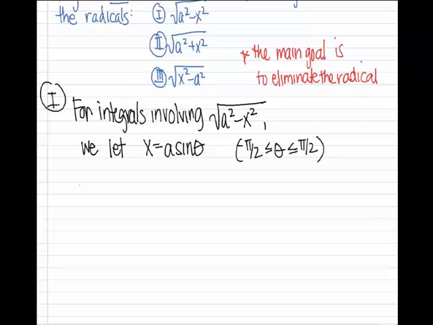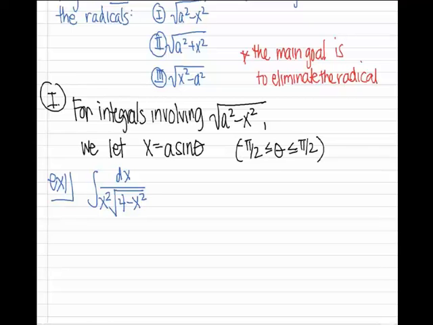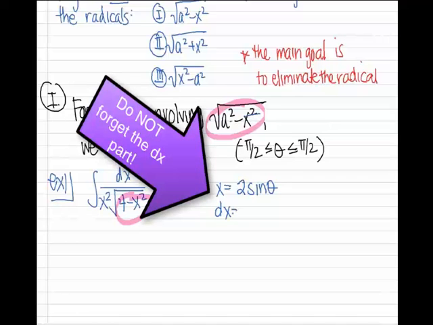So our first example, we have dx over x squared square root of 4 minus x squared. So if you notice, I have a radical with something squared minus an x squared. So this is going to tell me that x should equal a sine theta. So do you think that should be 4 sine theta or should that be 2 sine theta? Well, notice it's a squared minus x squared, so 4 is our a squared. So this should be x equals 2 sine theta. So dx will equal 2 cosine theta d theta.